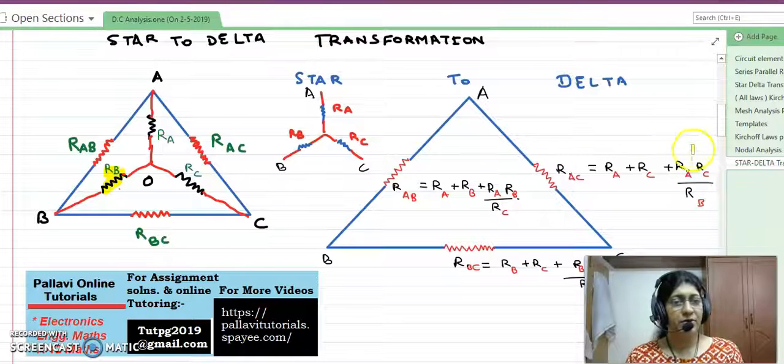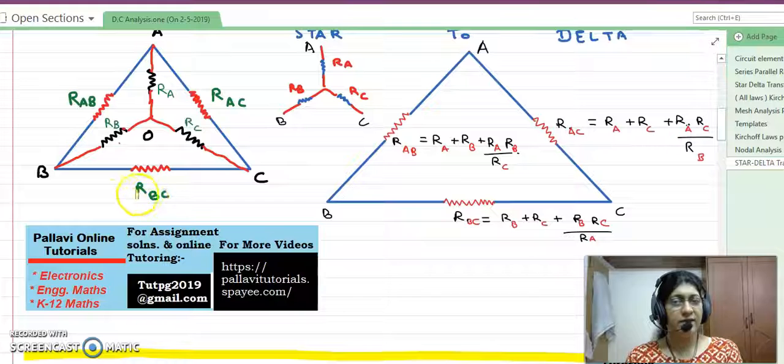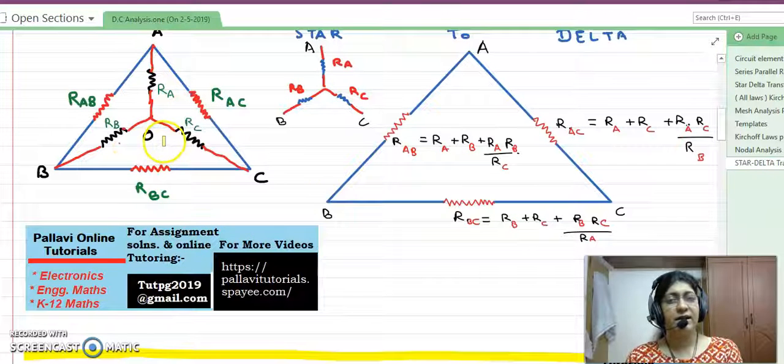Okay, so on and so forth. What can you say about the third resistor in the delta, which is Rbc? Rbc is clearly connected to Rb and Rc, so its value is Rb plus Rc plus Rb into Rc upon the third resistor, that is Ra.